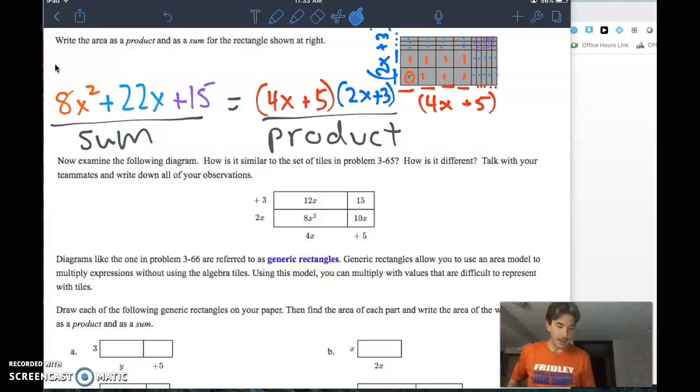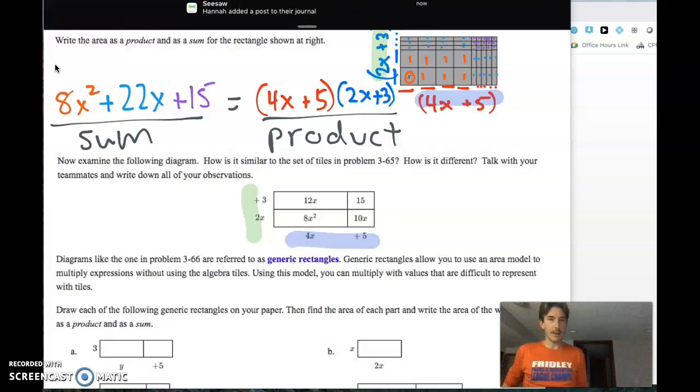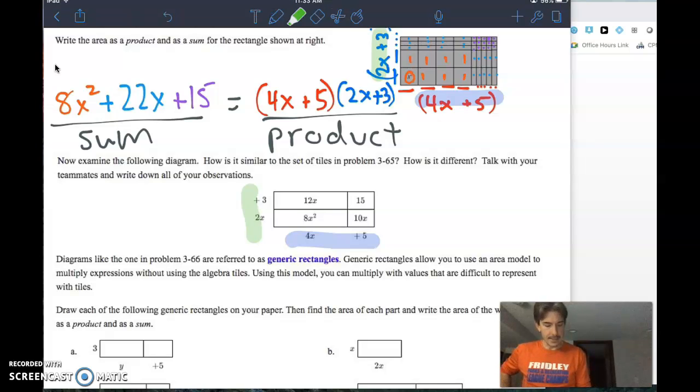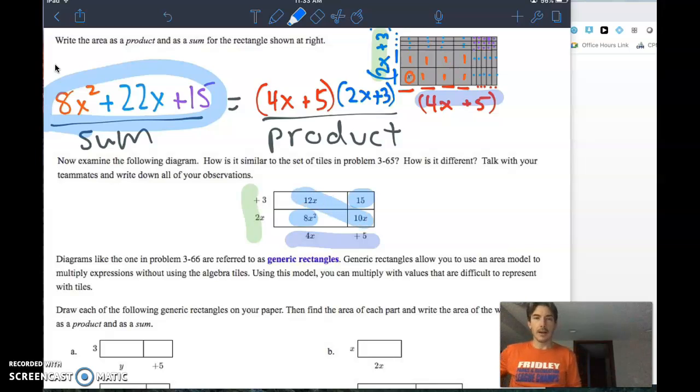I'm going to on purpose leave the previous problem on the screen there, but I'm going to show you, ladies and gents, that we have the exact same thing here and here, the exact same thing here and here. So we're really dealing with the exact same rectangle, but they look slightly different. Same thing right here. We've got 8x squared, and 22x, and 15. I've got an 8x squared here. I've definitely got a 15 here. And do you see the 22x? Okay, so look at that.